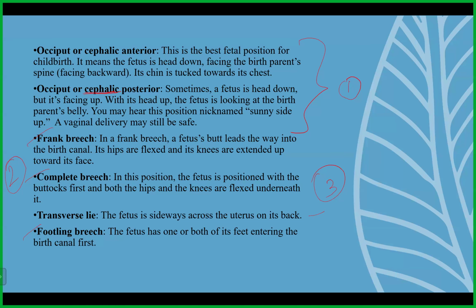Now talking about cephalic posterior, occiput posterior, it is also known as the sunny side up position of the baby. Why? Because the baby will be in head down position in your uterus, but it will be looking outside, that is, towards your tummy. Fine. In this case also vaginal delivery is safe. It is not unsafe. Next is the breech position. There are three types of breech: frank breech, complete breech, and footling breech.